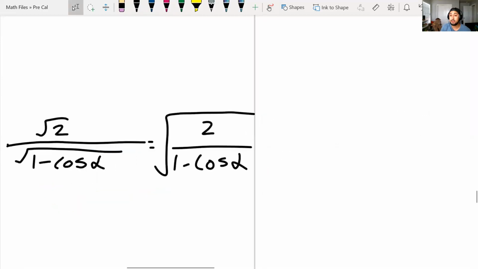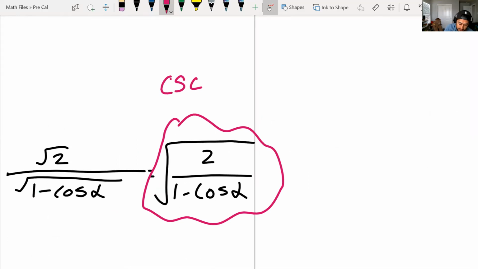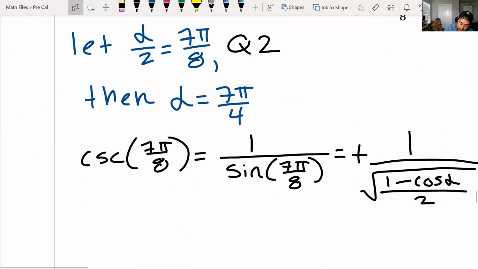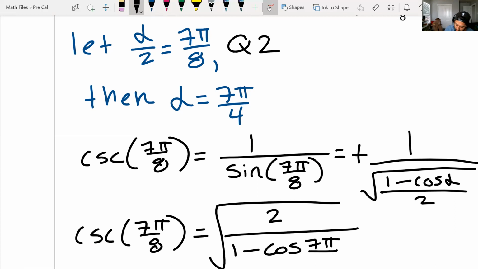So to make life easier, in case you ever come across this, this is now a half angle formula for cosecant of alpha over 2. Okay, and the same could be said for secant. It would just be 1 plus cosine alpha, so 2 over 1 plus cosine alpha. Okay, so back to the beginning. This means that cosecant of 7 pi over 8 is going to equal the square root of 2 over 1 minus cosine 7 pi over 4.